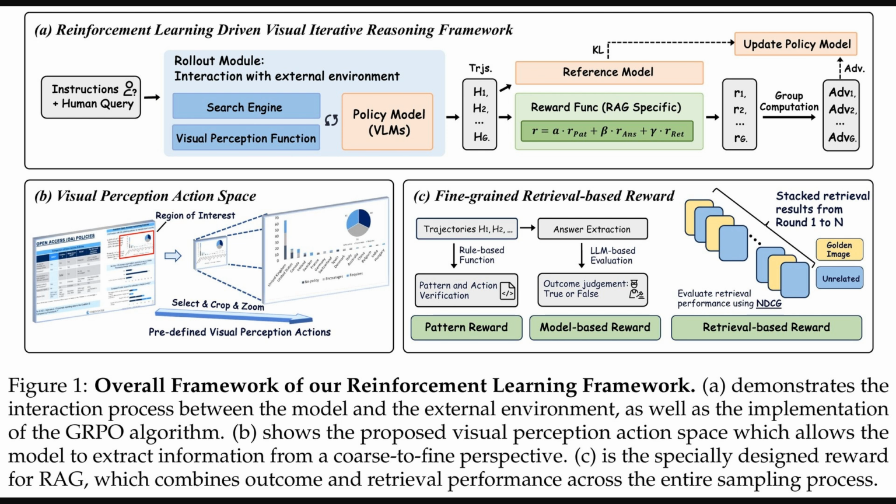The system learns using a sophisticated fine-grained reward function that scores the model on multiple things: how well it retrieves relevant images, whether its final answer is correct, and if it follows a consistent reasoning pattern. This detailed feedback is what helps the model learn to reason so effectively.